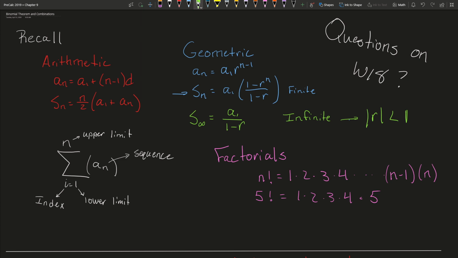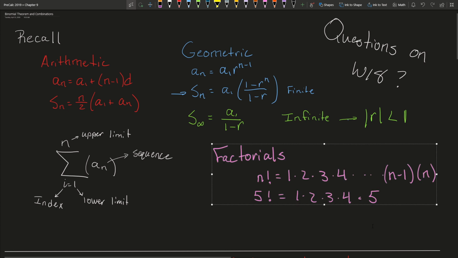Okay, and then quickly before we get to a question or two, factorials. Factorials are something we've gone over a couple of times, but it's really going to be important for this class. If you remember the definition of a factorial, n factorial is 1 times 2 times 3 all the way up until n. A more concrete example of that is 5 factorial, which is 1 times 2 times 3 times 4 times 5. And we're using that same pattern.